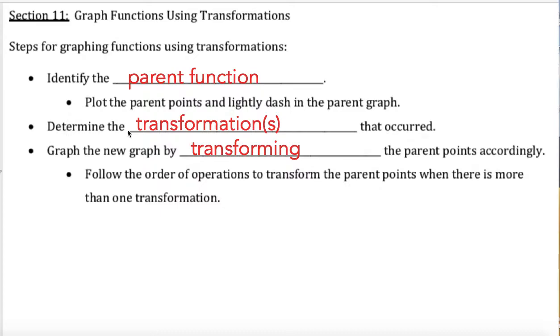Next, determine the transformations that occurred in the equation. And thirdly, graph the new graph by transforming the parent points accordingly. If there's more than one transformation, follow the order of operations.